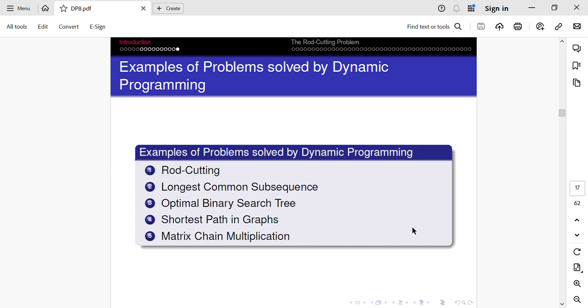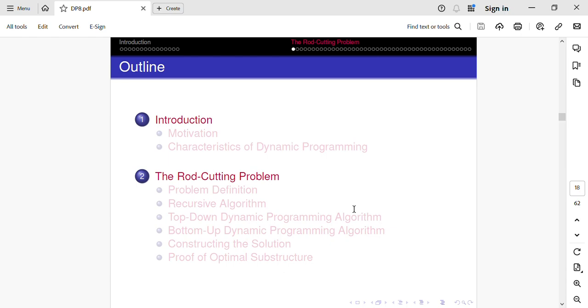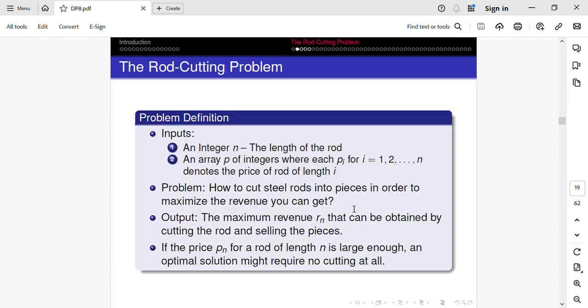So some examples of problems that can be solved by dynamic programming are rod cutting, which we will go into detail, and longest common subsequence, optimal binary search tree, shortest path in graphs, and matrix chain multiplication. Now we'll go into detail for the rod cutting problem. So we define the problem. We have an integer n, which is the length of the rod. We have a rod of length n inch, and then we have an array of integers p, where p_i denotes the price of a rod of length i for each i from 1 to n. The problem is how we cut a steel rod of length n into pieces so that the revenue is maximized.